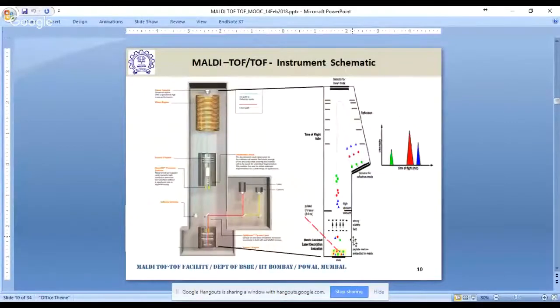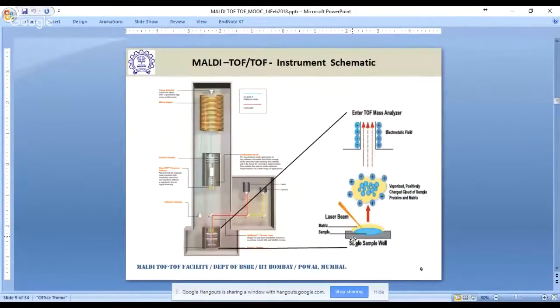Before we do that, let's see what exactly happens inside the instrument. Let's say we take a vertical cross section of the instrument. That is how it will look on the left-hand side of the screen. The plate is right at the bottom of this instrument. The laser beam, which is shown in red, will strike the sample which has been spotted onto the plate.